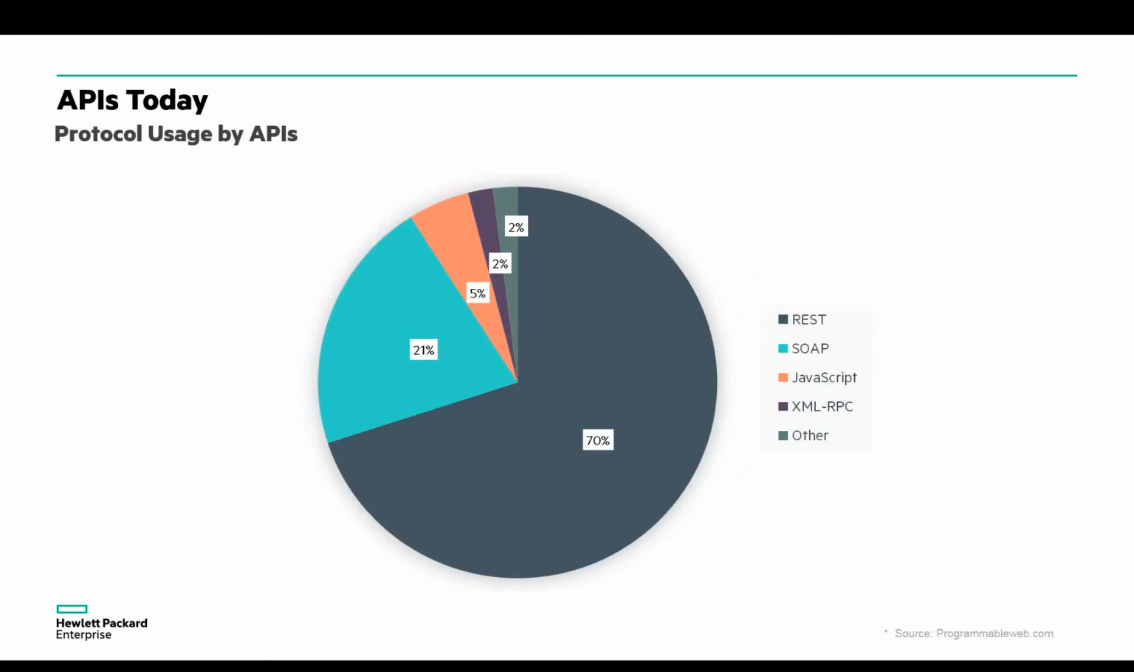So here you can see the current state of protocols for the API. You can see that the most common one with 70% is REST APIs, and by a far margin is the SOAP, which is the web services. And this is according to Programmable Web, which is a website that is a library for all of the public APIs that are available today.